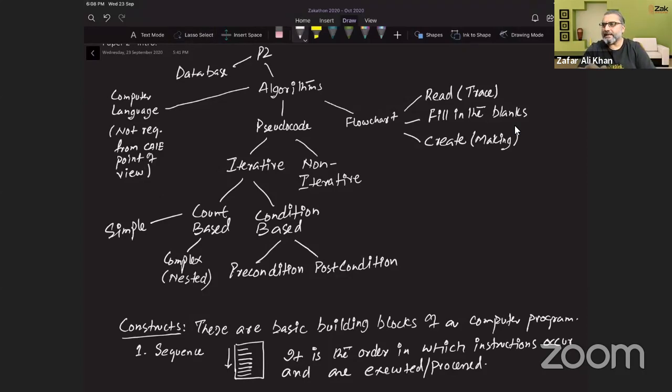So as I said, there are two types of pseudocodes, iterative and non-iterative. Why had I classified the pseudocodes over the iteration? Because iteration is the most difficult part, and as per my own understanding, I have realized that my students, when they appear in exams and when they practice, have the most difficulty in iterations.